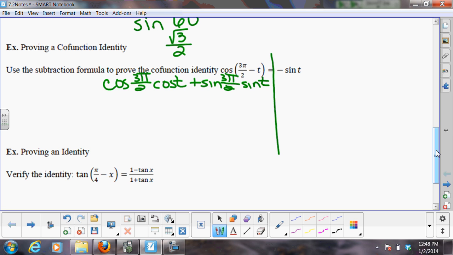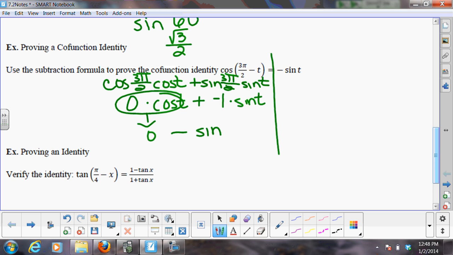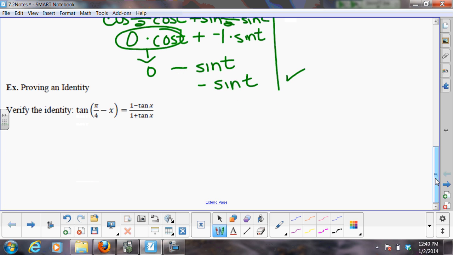So cosine of 270 is 0 times cosine t plus sine of 270 is -1 times sine t. Well, this whole first part is going to be equal to 0. And this is going to equal negative sine t. 0 minus sine t is negative sine t. Check. We're all set.